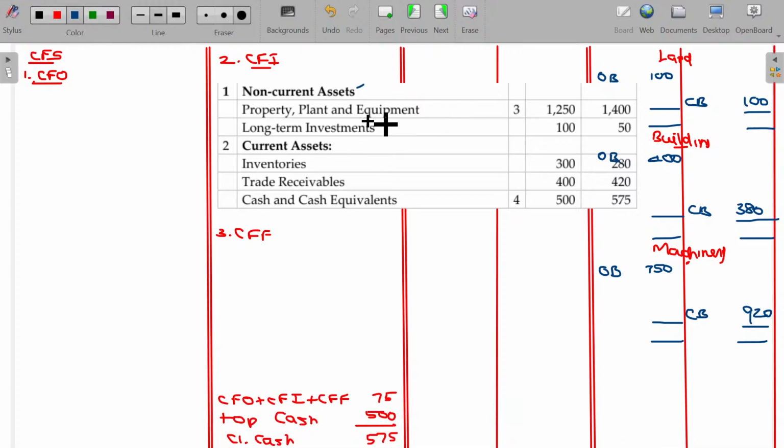Property, plant, equipment, and we have been given long-term investment. This is over. Long-term investment. Opening balance should be in the debit side. Value 100. Closing balance 50.